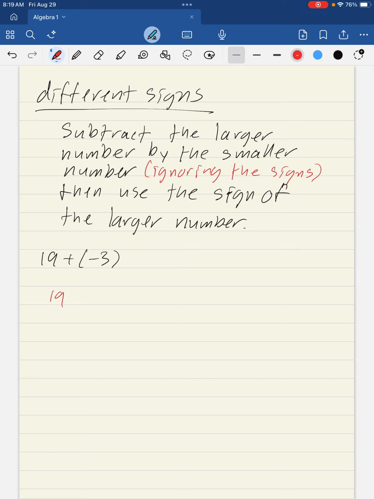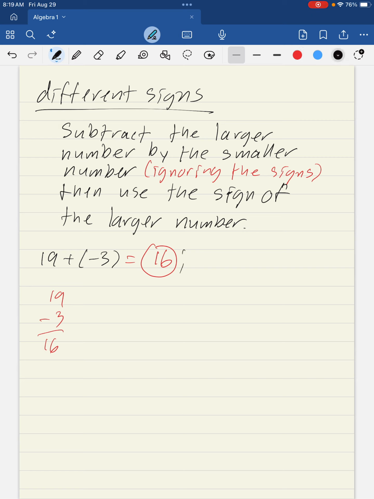So 19 minus 3 is 16. So 16 goes up here. And I use the sign of the larger number. 19 is bigger than 3. So there is no number in front of 19. It's positive. So we're just going to have 16 as our answer. Boom.